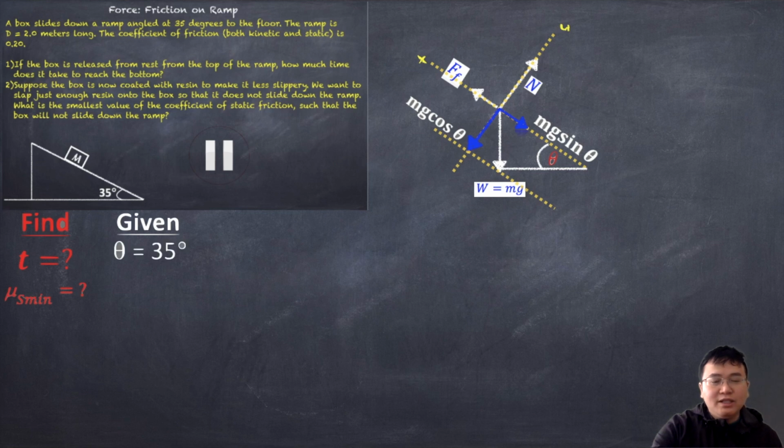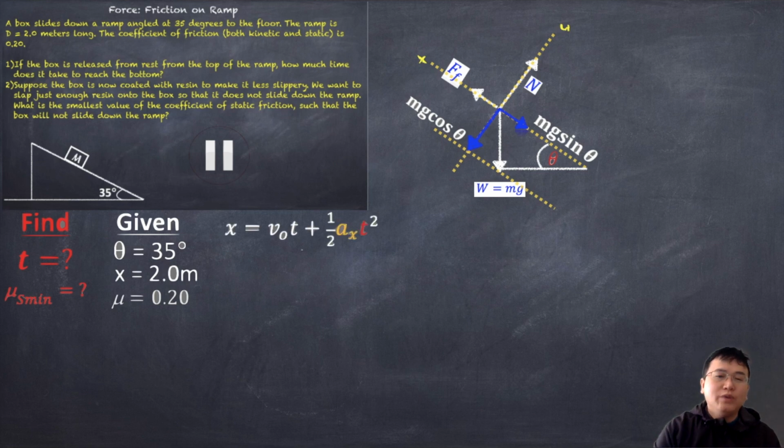What is given to us? It gives us the angle of 35 degrees and also the distance of the ramp, which is 2 meters. And then we have mu, whether it's static or kinetic. They just say that it's 0.02. And mu doesn't have any units, so it's just a number.